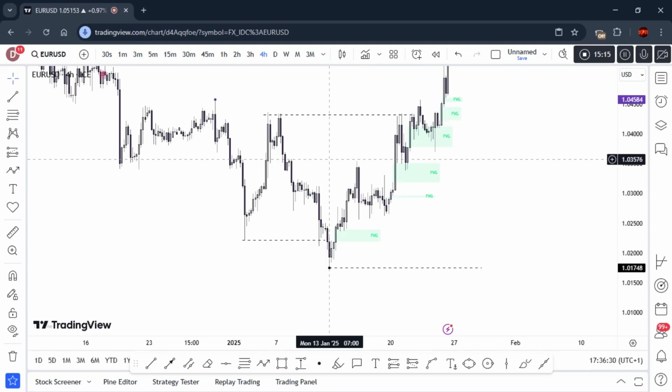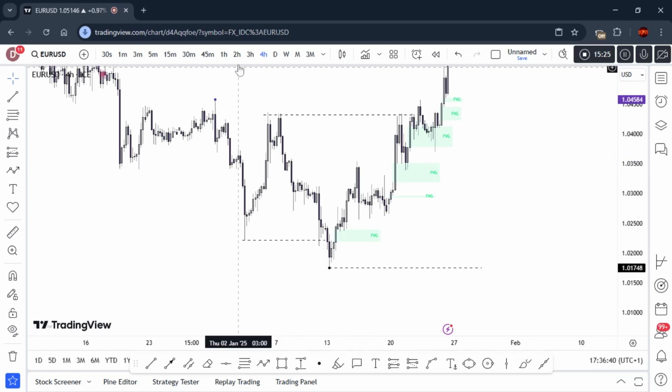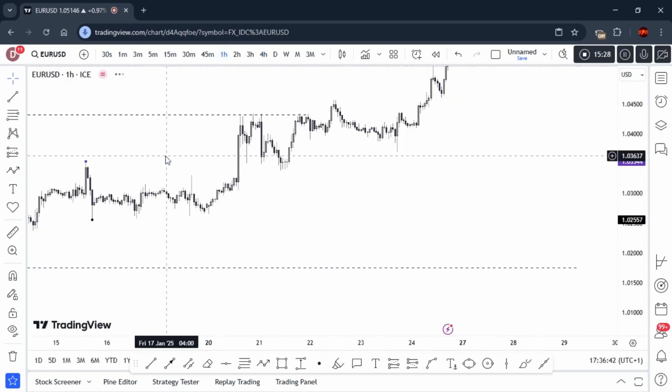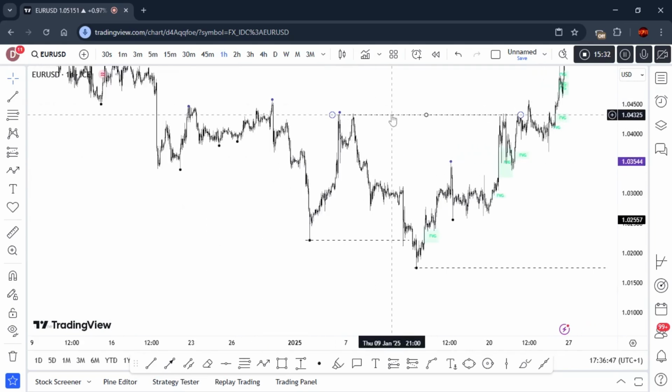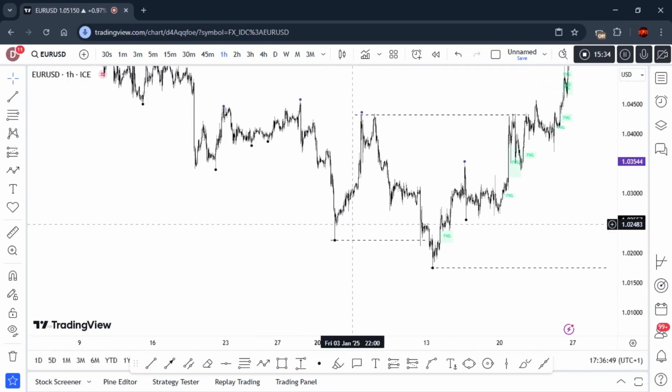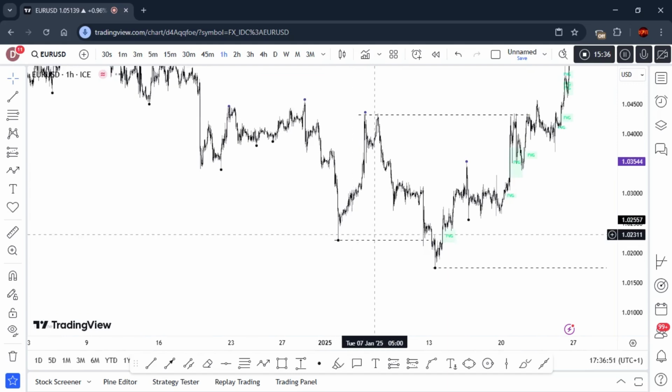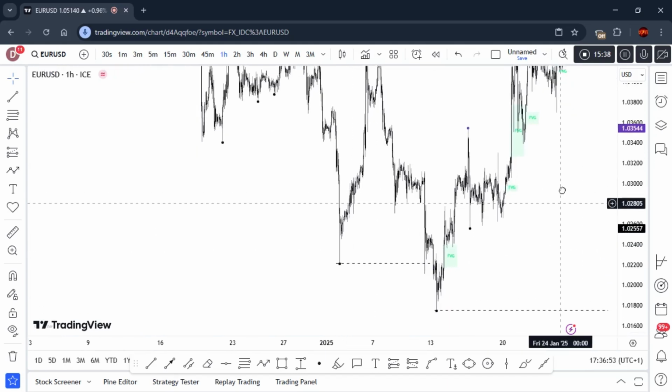Or if the 1 hour is too large, you could use the 15-minute time frame to see a more clear picture, right? So let's head on to the 1 hour time frame to see what is happening. You notice that this is still our far swing, external swing. This is our far break of structure. And now, where is our internal structure?